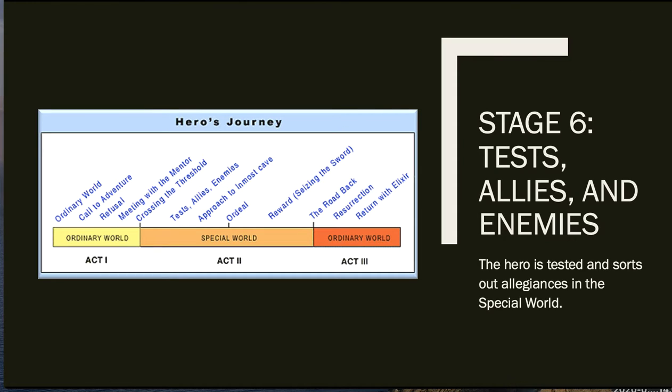At the start of the second act, we have what's called tests, allies, and enemies. And this can be a series of events. So the hero is tested and sorts out allegiances in the special world. We see this try-fail cycle of you try something, you meet somebody, bad things happen, good things happen. You're always elevating it from low-level stressors or tests to high-level tests.